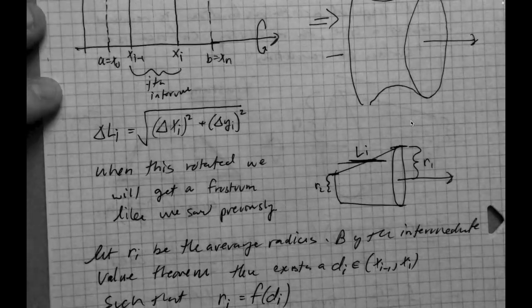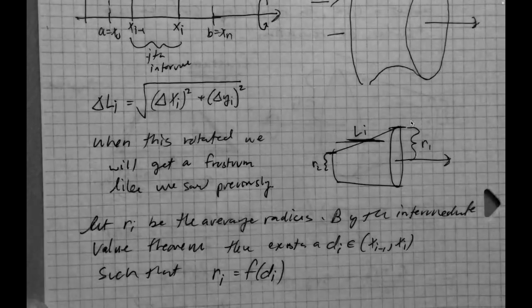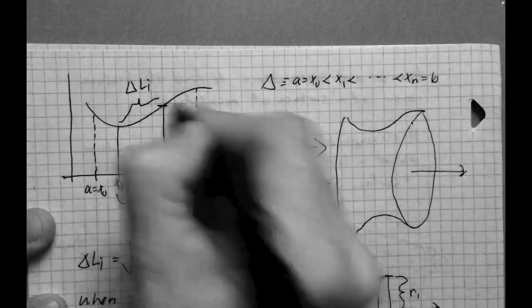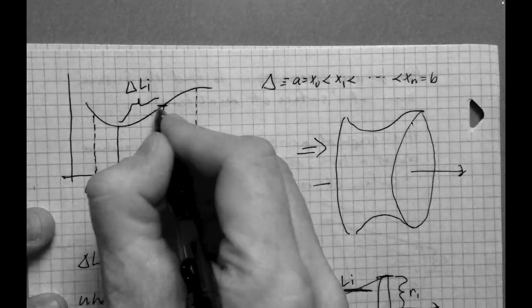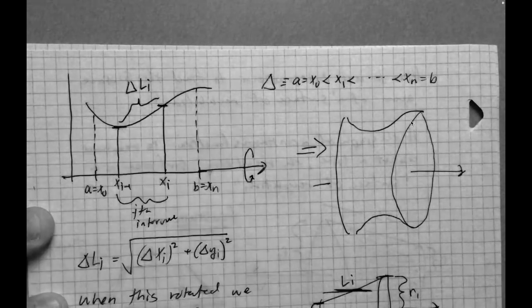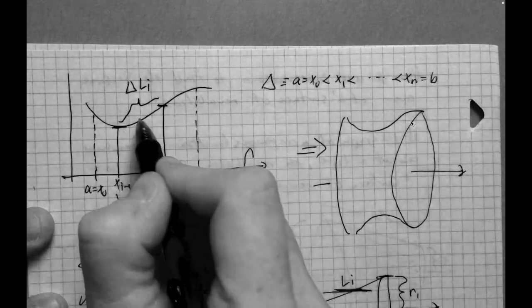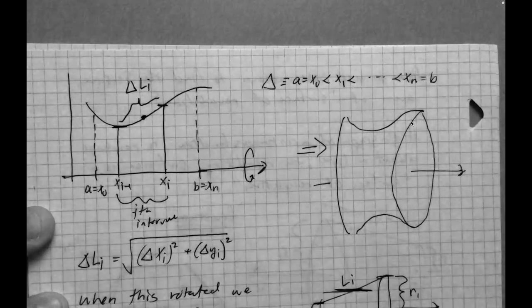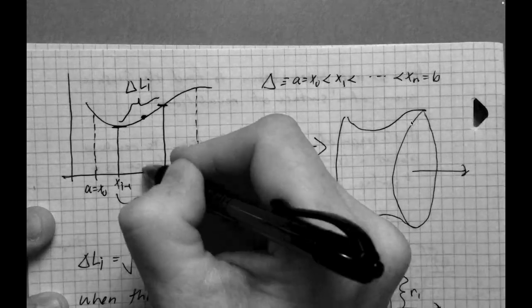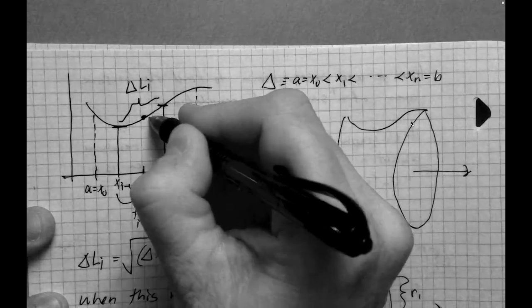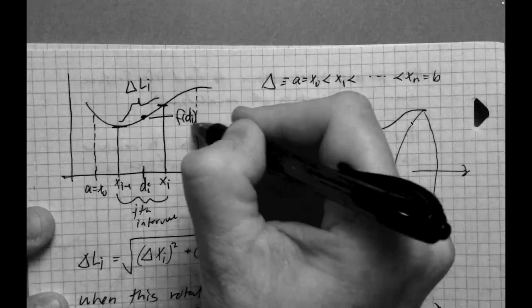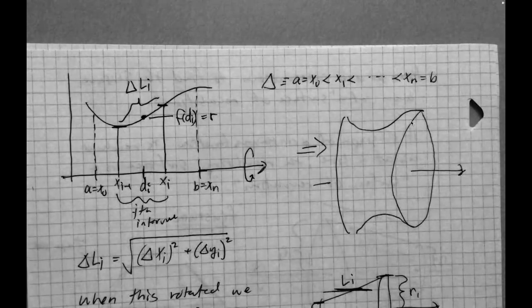Okay. Now, we've got to make this clear. This can be a little bit of a tricky construction, right? So this is like our R1, sorry. This is like our R2. Somewhere in the middle is the average. We'll call it R. That means there's a di here such that this is f of di. That's all it's saying.